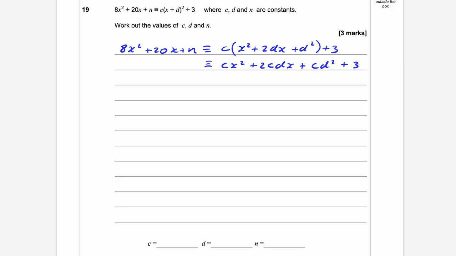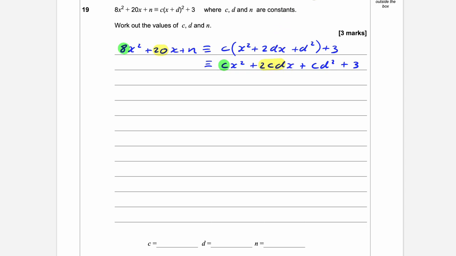Now, we do this thing where we can basically say the coefficient of x squared, the 8 on the left, must equal the c, because this is the only one with the x squared. It's the only x squared term. So straight away we have c equals 8. Then we can say that the 20, the coefficient of the x, must equal 2cd.